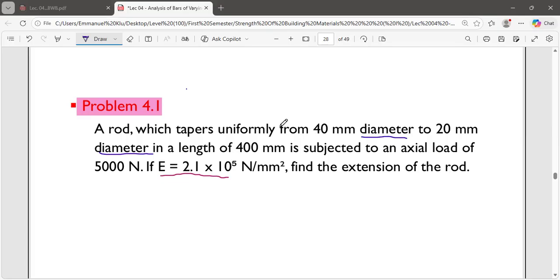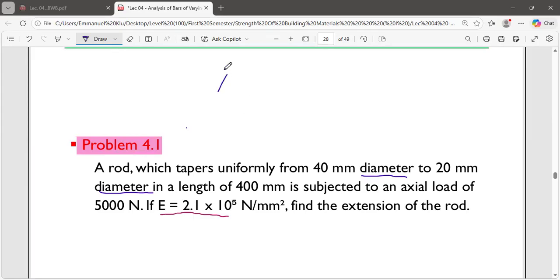So a smart student, once you see the diameter, first of all you put over here your change in length. The formula to calculate your change in length in this kind of question is going to be what? 4PL over pi times E multiplying D1, D2. Good. Moses, Safo wants to ask a question.